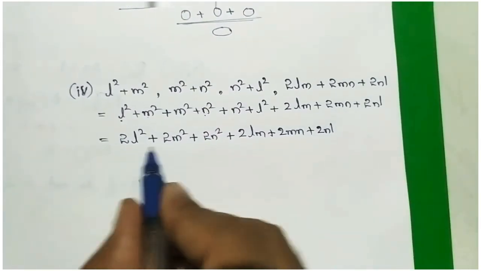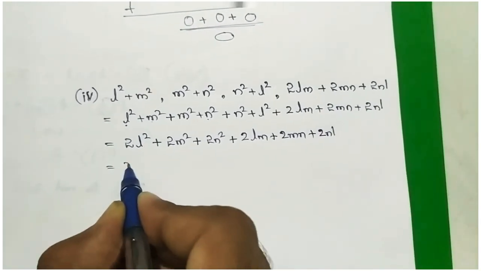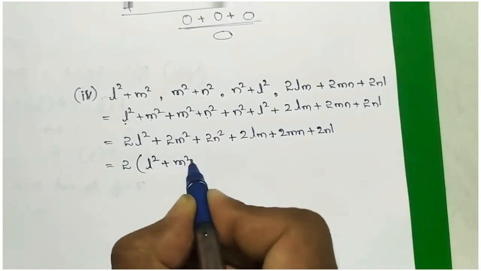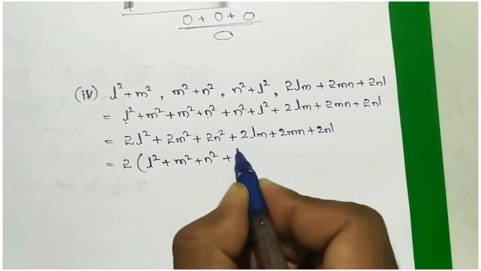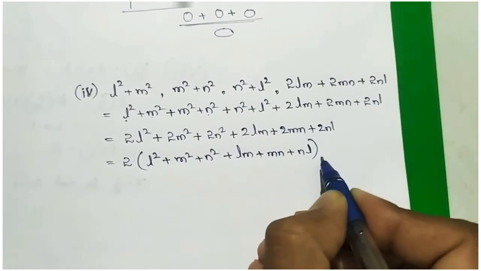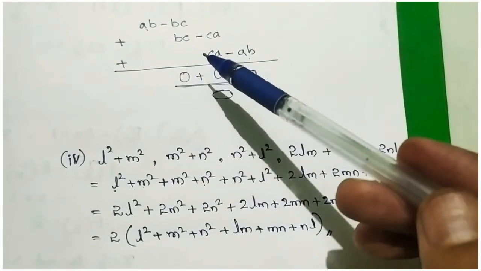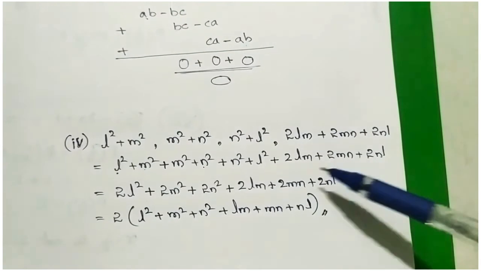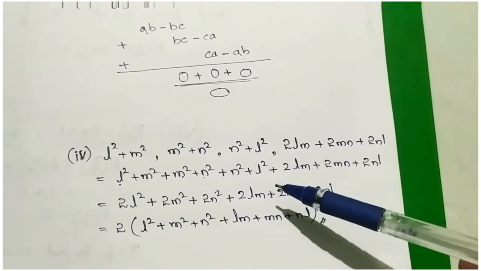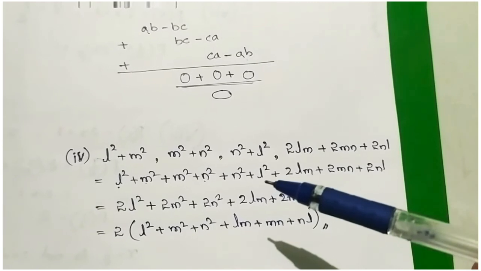So what is common in all these things? Here we are getting 2 is common. So I will take 2 outside, and whatever is left I write in the bracket. So L square plus m square plus n square plus lm plus mn plus nl. So this is our final answer. You can write one below another by the like terms, or else directly you can add all things by searching for the like terms. Okay, understood the concept? Like this, now we will solve the subtraction also.